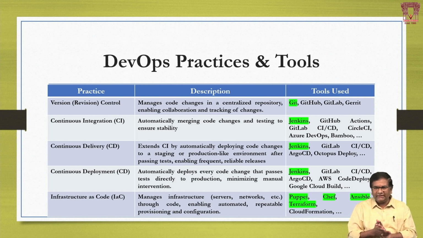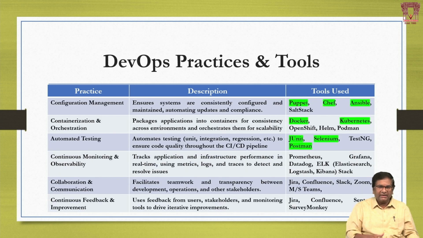These are all the things that I'm going to discuss in future presentations. AWS has CloudFormation, which I'm not going to discuss, but this is also available. So these are some of the practices and tools. The other practice is configuration management: ensure systems are consistently configured and maintained, and automate updates and compliance. Again, the same kind of tools can be used, like Puppet, Chef, and Ansible, which I'm going to discuss later.